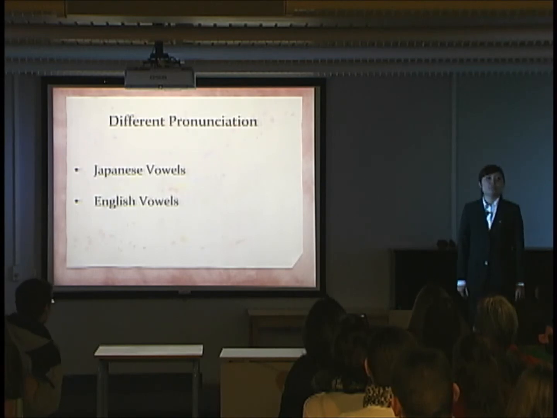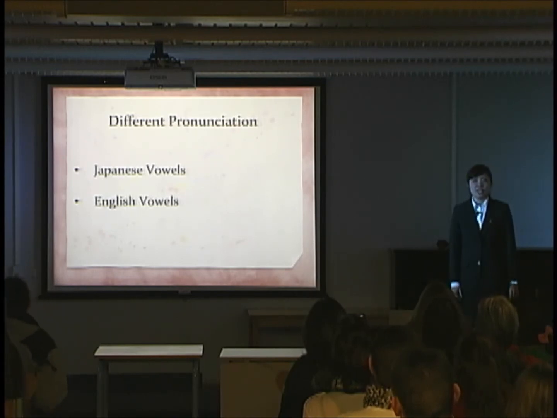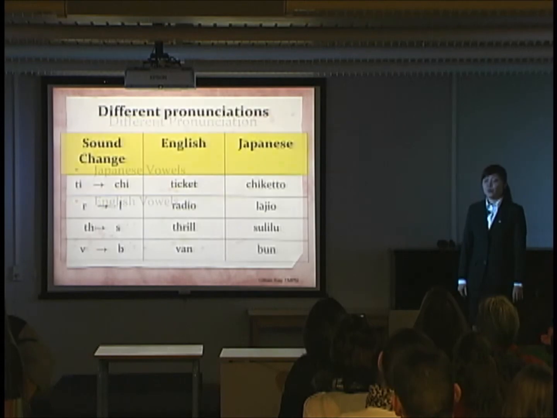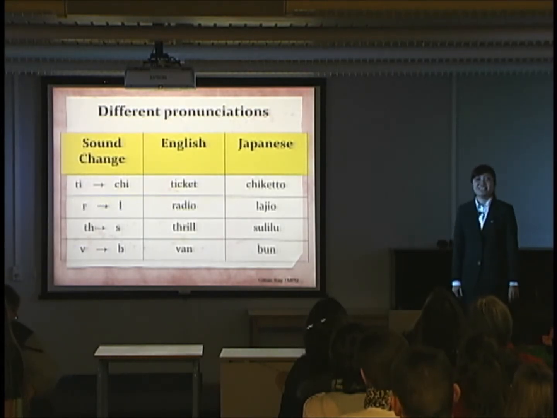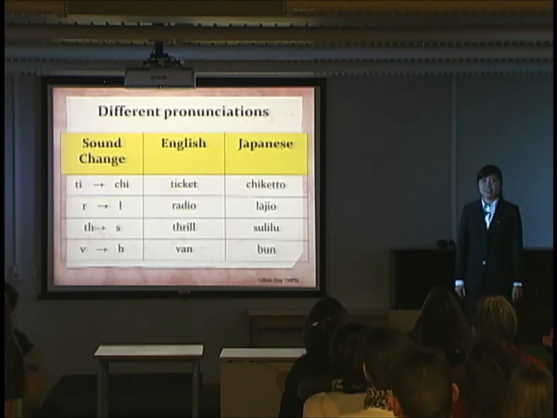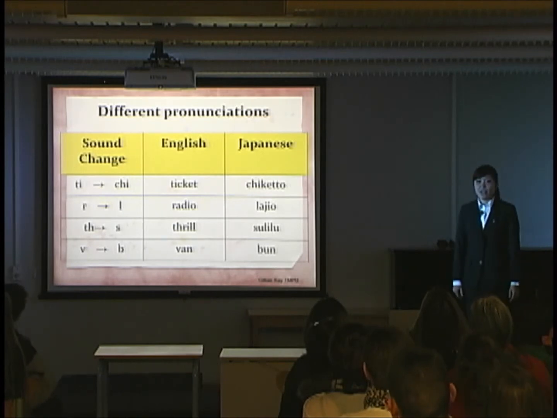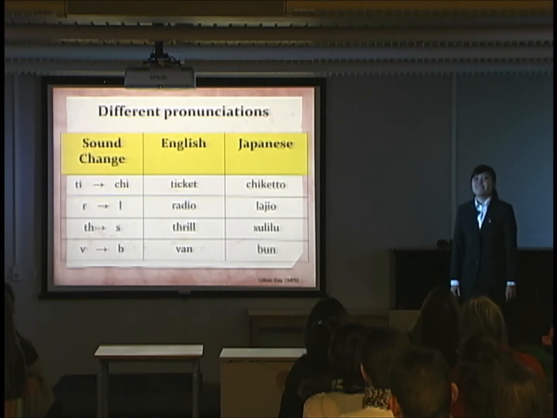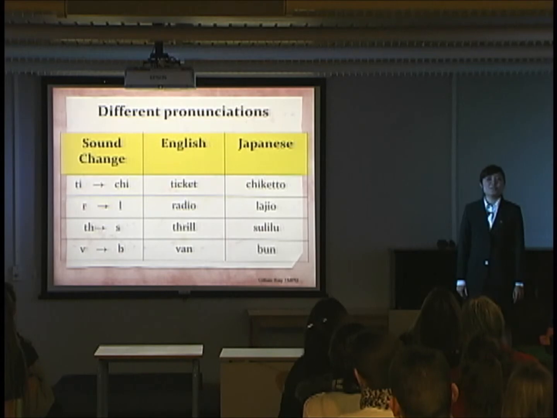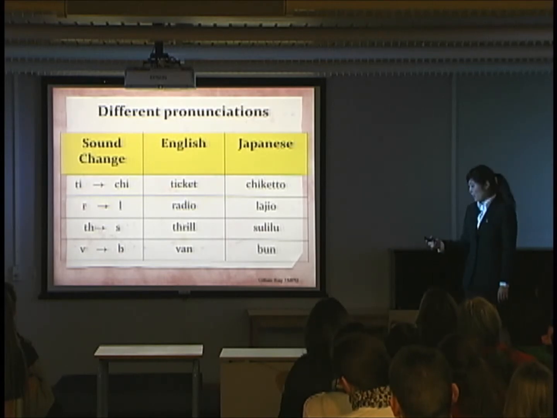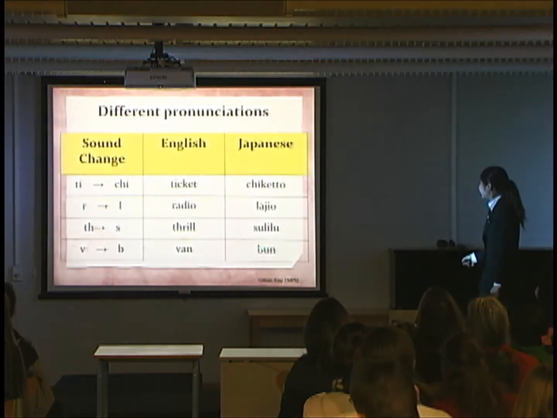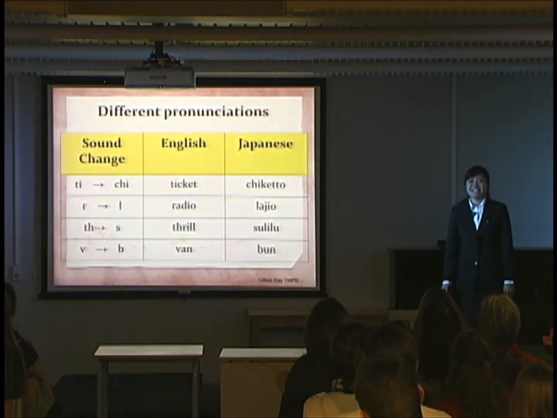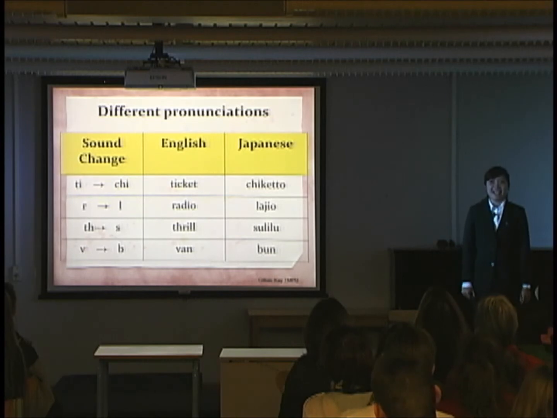These sounds are represented by the nearest sound in Japanese. For example, we don't have T, R, S, V sounds. T sound became Chi, R became L, S became S, V became B. So we call it chiketto. Chiketto, radio, thrill, ban.